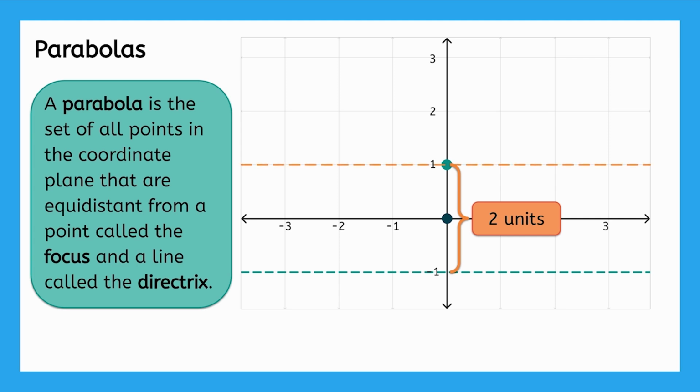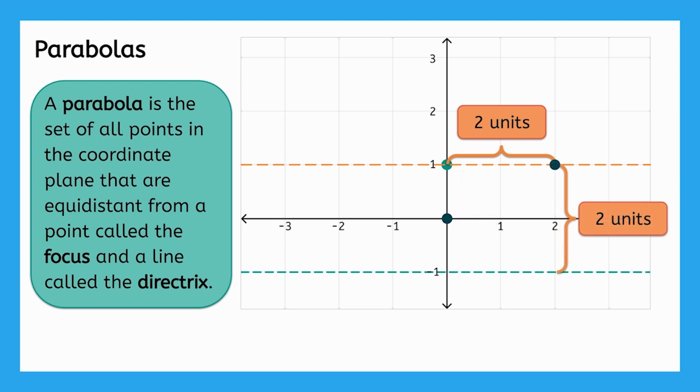How do we use this to find more points on our parabola? Points on the line that are also 2 units from the focus satisfy the parabola's definition. So, let's measure 2 units horizontally from the focus to the right. This point is 2 units from both the focus and the directrix, so it's also on our parabola.